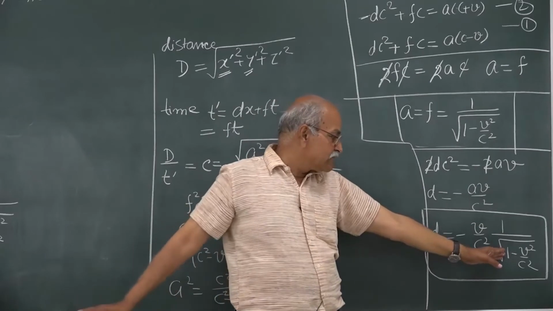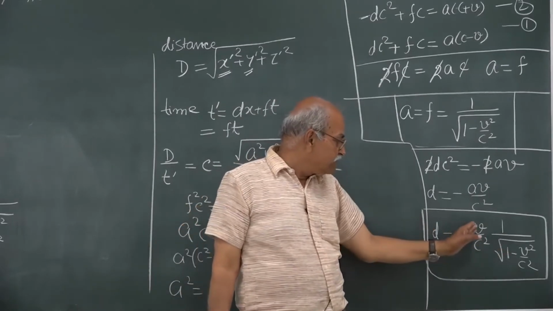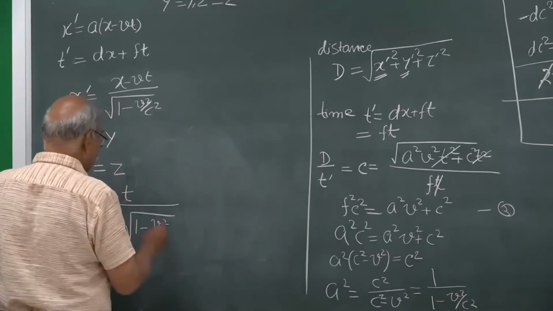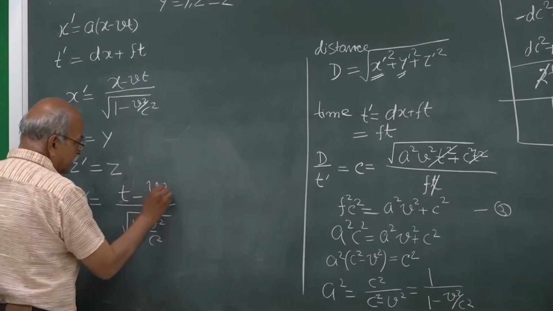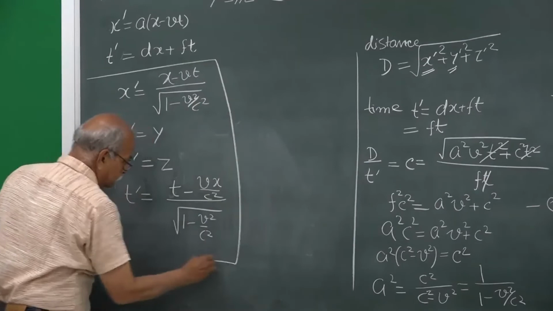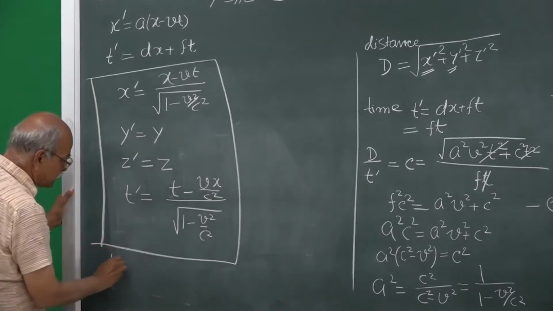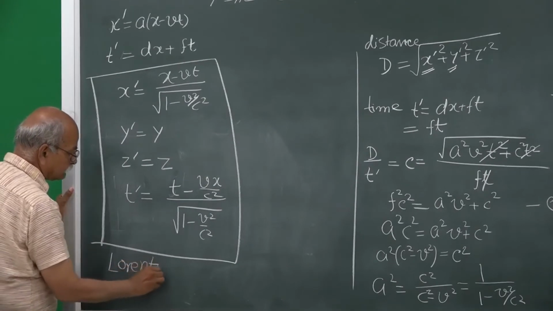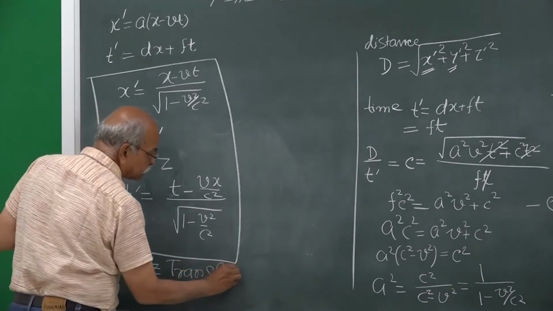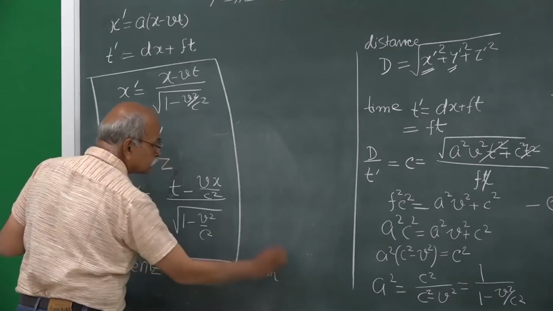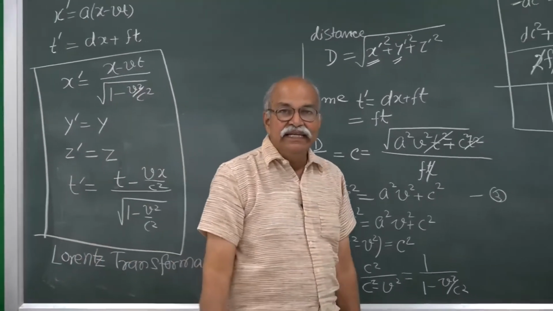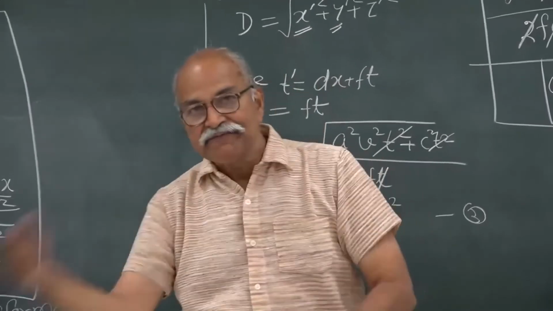So, this factor is same as we had written there in the denominator. So, it is minus V x by C square, and in denominator this. These are Lorentz transformation, which will take place of Galilean transformation.